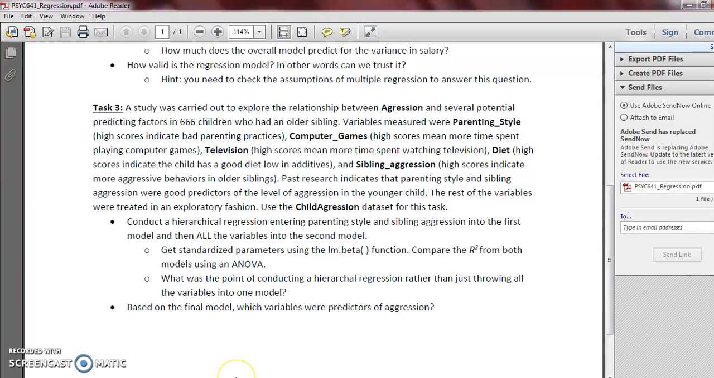Another thing that was asked is, what's the point of conducting a hierarchical regression rather than just throwing in all the variables? The point of hierarchical regression is that, otherwise, basically the computer chooses, but you should pick predictors based on past work. When you just throw them in there, it's not only sloppy, it throws everything off, and you may not get something that you want to get. So yeah, that's pretty much it. Just don't do it.